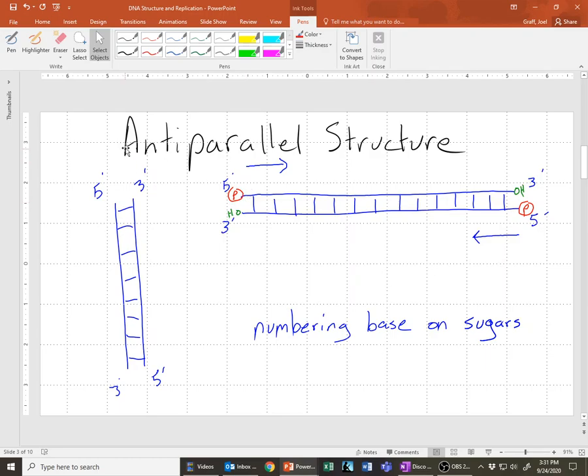But the structure of DNA is considered anti-parallel, and then parallel. So parallel because this strand and this strand are running parallel to each other, and then anti because this strand goes 5' to 3' as you go left to right, and this strand goes 5' to 3' as you go right to left. Essentially what that means is if I were to draw in the L-shaped brackets here, it would look that direction for that strand, and it would be like that for the second strand.